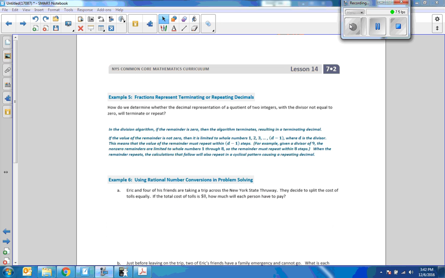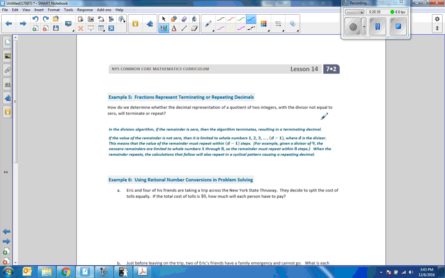Okay, example 5. This was a ton of writing, so I'm going to try to put it up here. Read it, see if you can understand. It says, how do we determine whether the decimal representation of a quotient of two integers, with the divisor not equal to zero, will terminate or repeat? How do we know? It says in the division algorithm, if the remainder is zero, then the algorithm terminates. Okay, we all know that. When we divide and subtract, we get a zero, no remainder, we are done. So the decimal ends, resulting in a terminating decimal.